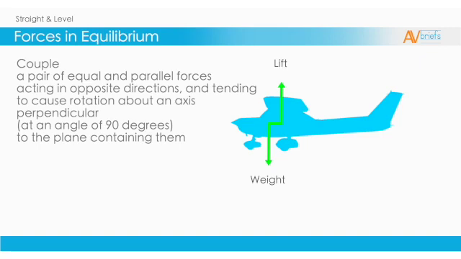This pitches the nose up again, and you can see we would end up over pitching and stalling the airplane. So an airplane has been designed and engineered to have a couple that pitches the nose down when weight or lift are increased.